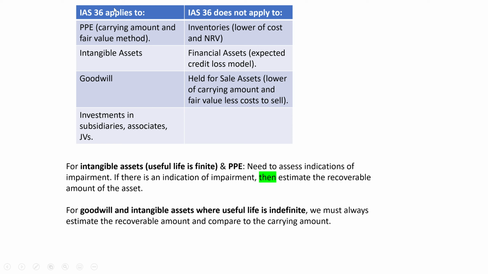Now, the treatment for impairment is different for different groups of assets. In one group you have intangible assets where the useful life is finite, and PPE. These two groups of assets are depreciated, so we're already recognising an expense. In this case, we just assess for indications of impairment. So consider, is there any negative publicity associated with the intangible asset? Does it look like the PPE is damaged and not working as efficiently as it used to? Only if we find there's an indication of impairment do we estimate the recoverable amount of the asset and then calculate the impairment expense where necessary.